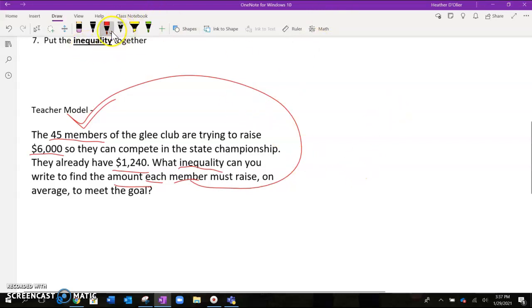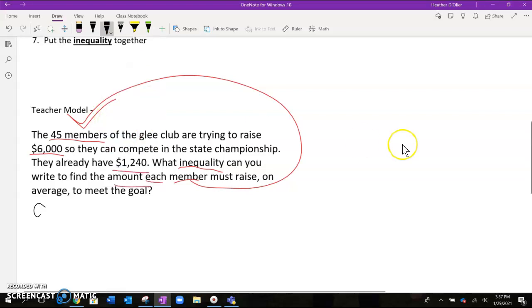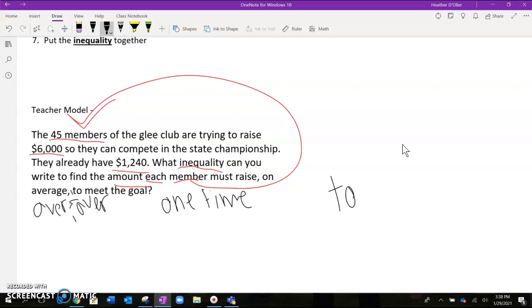All right, now I'm going to break it down piece by piece. So I have my over and over. I've got to figure that out, even if it means it's nothing. I need to figure out my one time, and I need to figure out my total. And sometimes our one time is what we start with. Sometimes the total is the ending amount or goal. Okay, so I've got all those pieces.